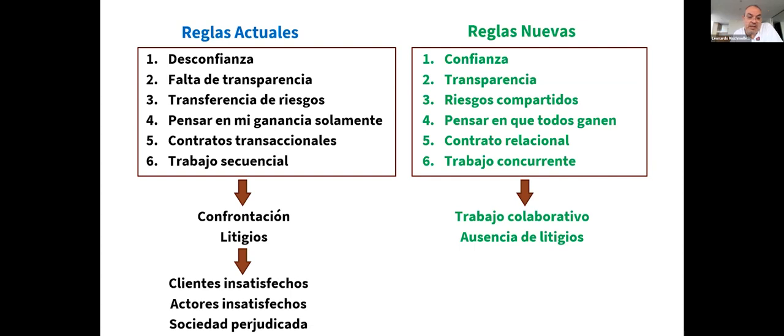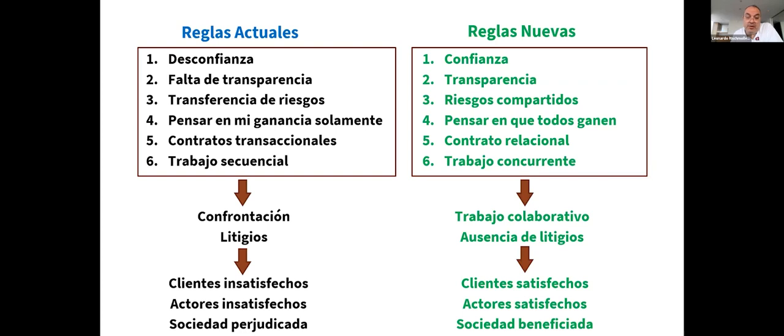Y entonces la transformación, el cambio disruptivo, es pasar de una situación de clientes insatisfechos, de actores o participantes insatisfechos, constructores, diseñadores, ingenieros, arquitectos, clientes, subcontratistas, proveedores, y de una situación en la cual la sociedad es la que se ve perjudicada en última instancia cuando estos proyectos terminan tarde, con mala calidad, con costos excesivos, a una situación de clientes satisfechos, participantes satisfechos, y finalmente la sociedad beneficiada. Entonces, estos son los resultados disruptivos que se logran con VDC.